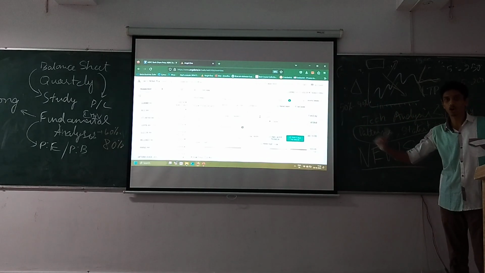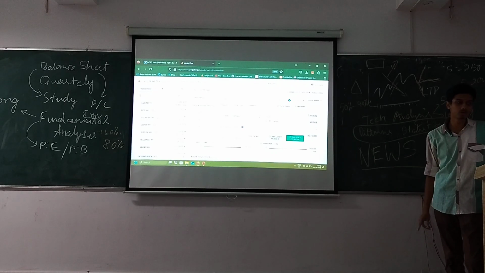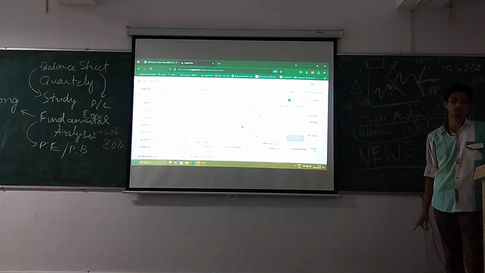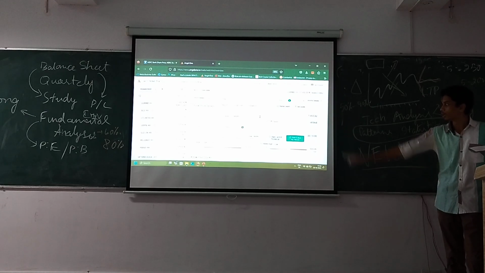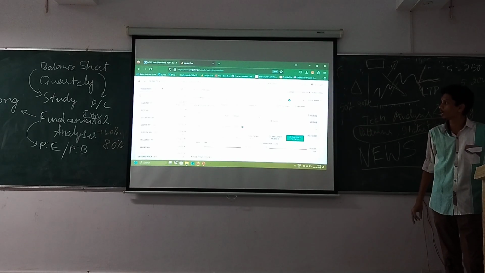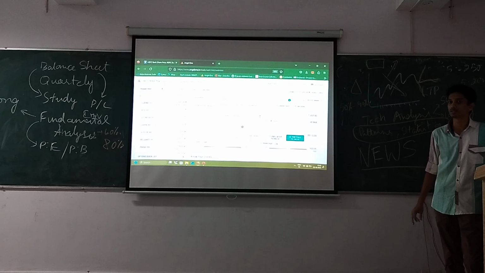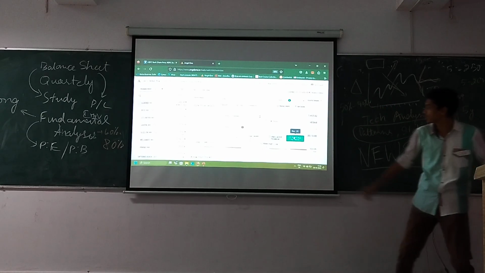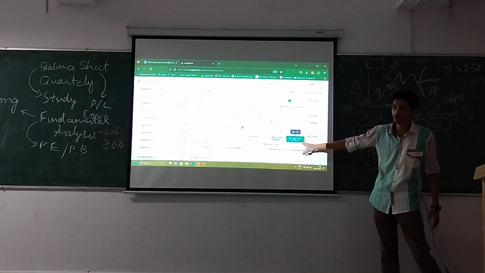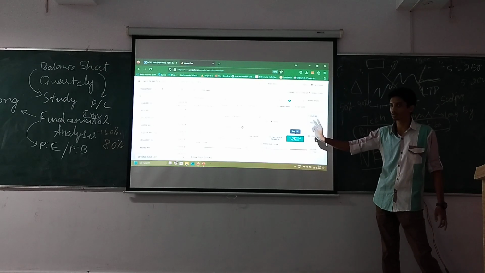This is the order section. If you want to place a market order, you just toggle this button. It is more or less the same in all brokers. So you toggle that button. Now you can't edit the price. It will execute at whatever is the price. When you click on this, immediately, whatever price is there, it will execute.